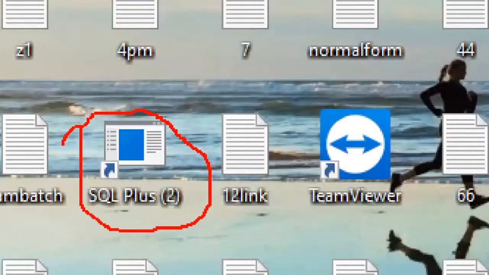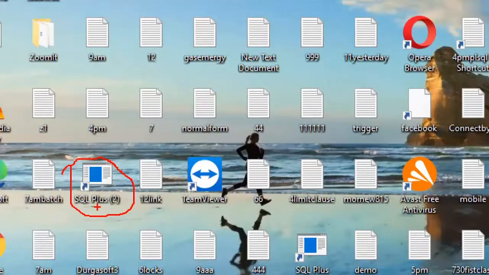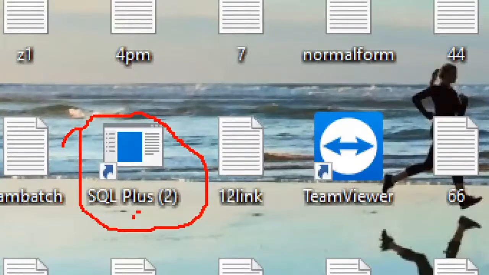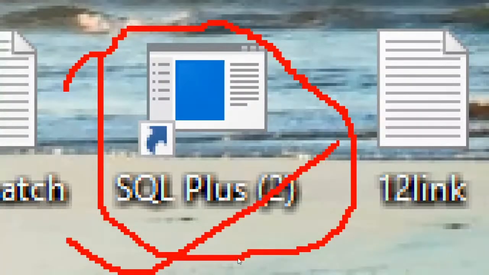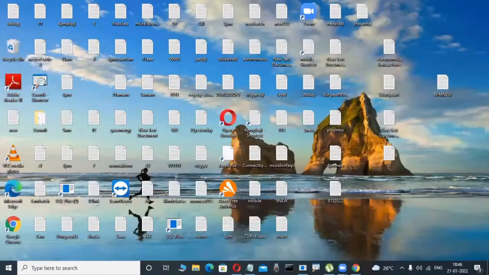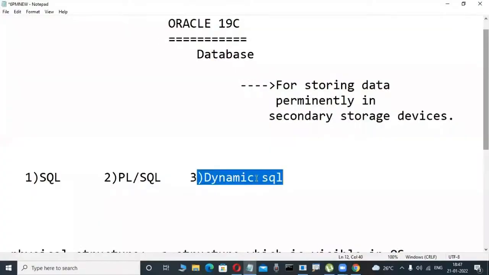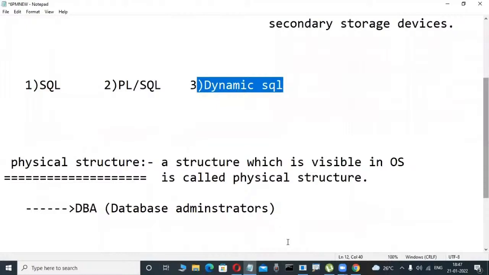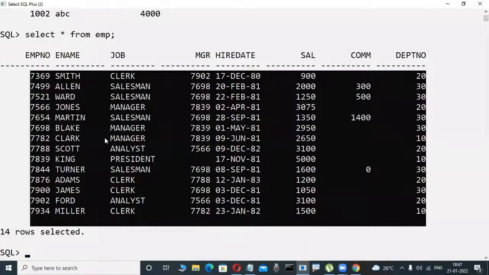I'm installing Oracle. SQL*Plus is there. SQL is a long way beyond the idea. Okay, fine. PL/SQL is a long way too. Some coding is there. Dynamic SQL is a long way. Daily we are writing code. But unfortunately, here another thing is there in my system: SQL*Plus. What is this one?